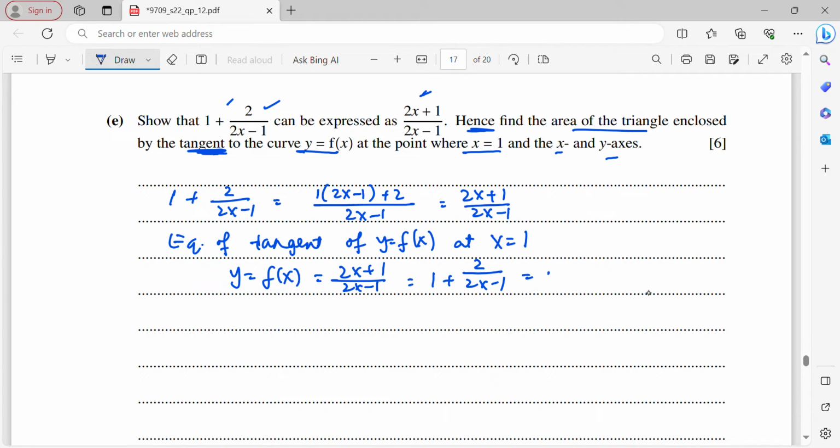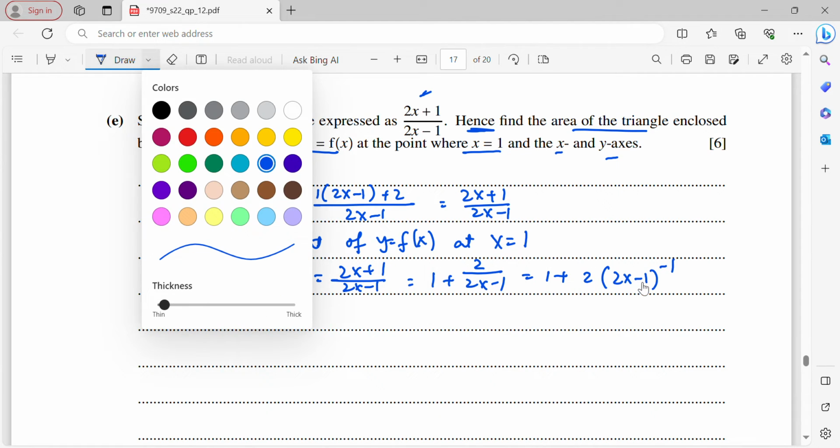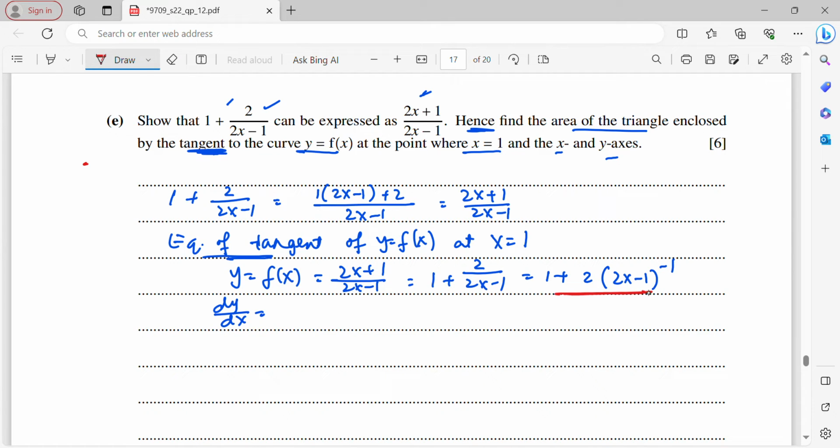Then this is also the same as 1 + 2(2x - 1) to the power of negative 1. Okay, so in order to get the equation of tangent, we need to get differentiation, which is the gradient of tangent. So now my dy/dx will be based on this expression. So when I differentiate 1, I'll get 0. So now the remainder 2, bring down the negative 1, then rewrite the bracket. The power minus 1 becomes minus 2 because you keep minusing by 1.